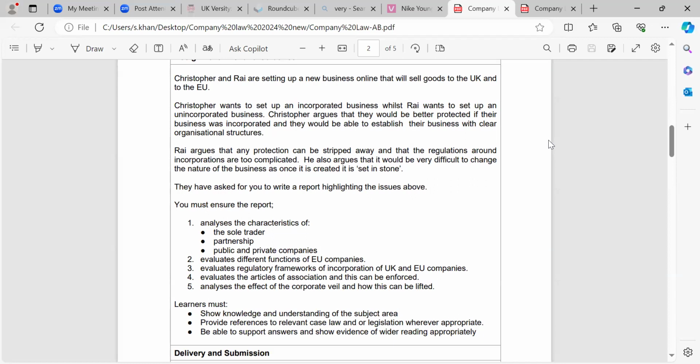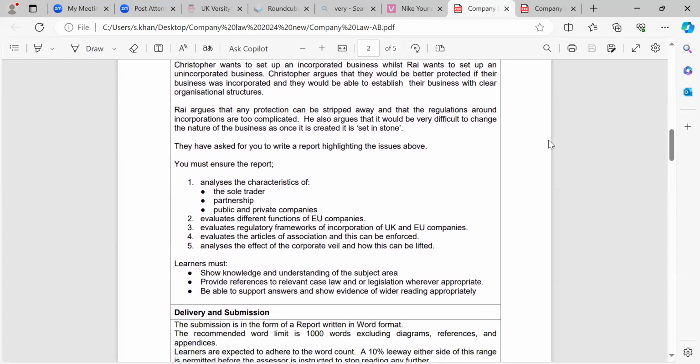They have asked for you to write a report highlighting the issues above. You must ensure that you analyze the characteristics of the sole trader, partnership, and public and private limited companies. So this would be in your task 1, number 1, and the heading would be analyze the characteristics of each one of them, and write below about each one. So it needs to be a heading, so it identifies you've done the number 1 bit, okay?